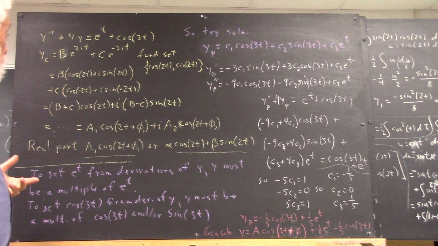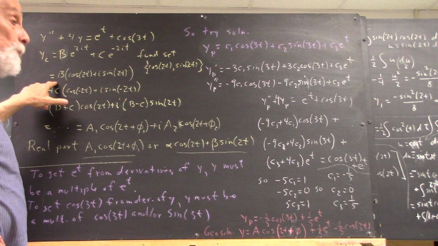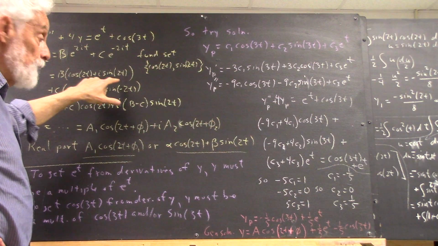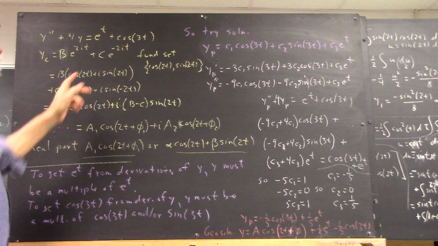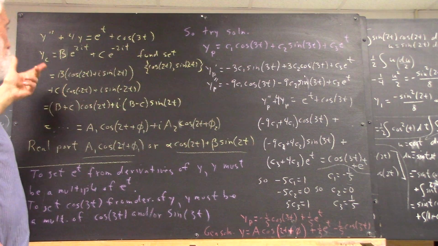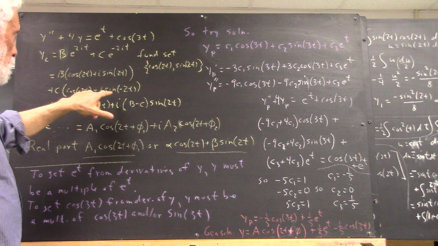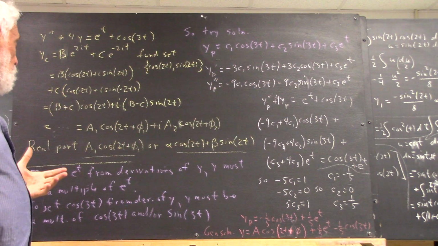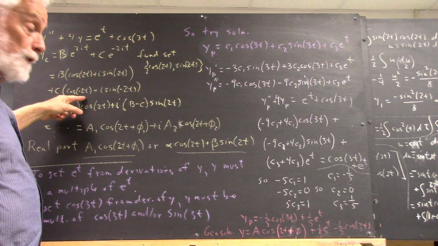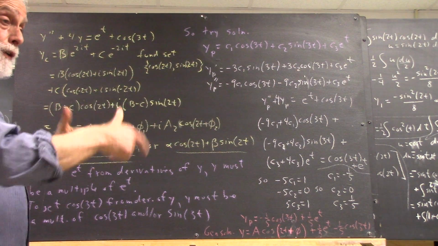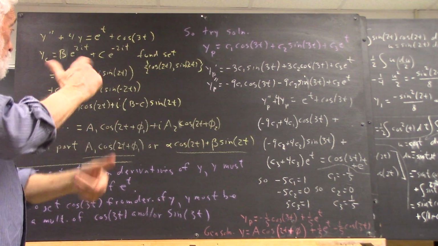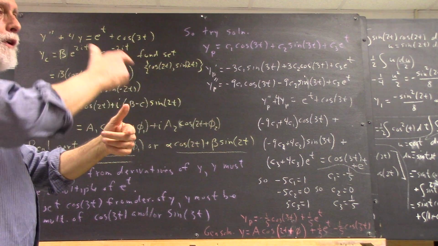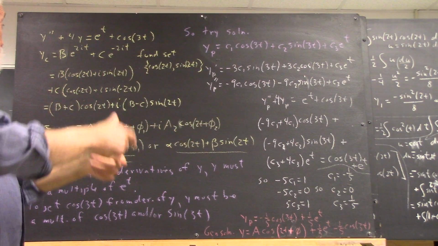So Euler's identity tells us that b e to the 2it is b times the cosine of 2t plus i sine of 2t. And c e to the negative 2it is c times the cosine of negative 2t plus i sine of negative 2t. Okay. Well, the cosine is an even function, as you should know if you understand the unit circle and how things give you the same results if you go around this way or around this way at equal distances.